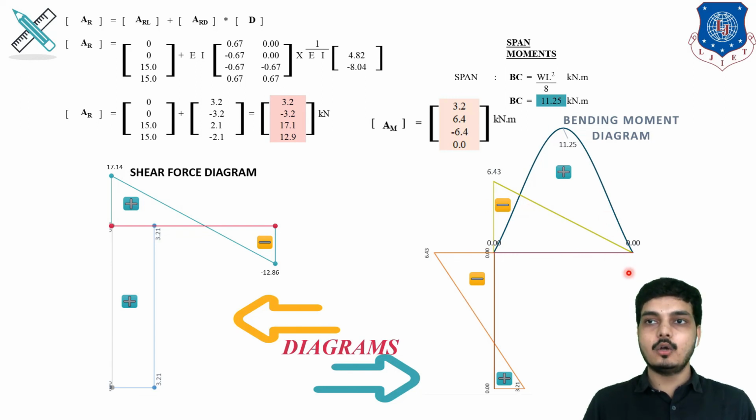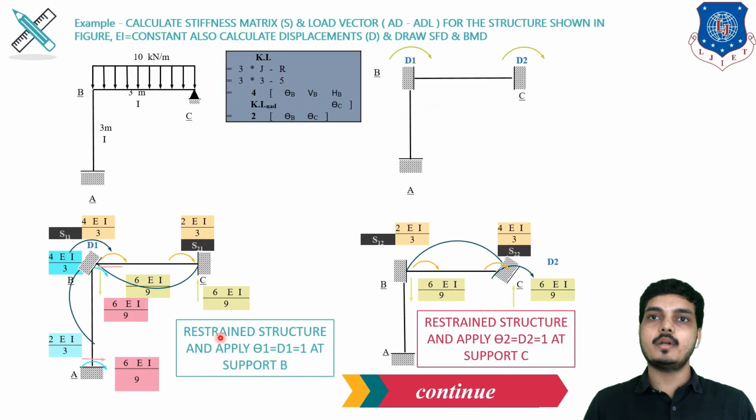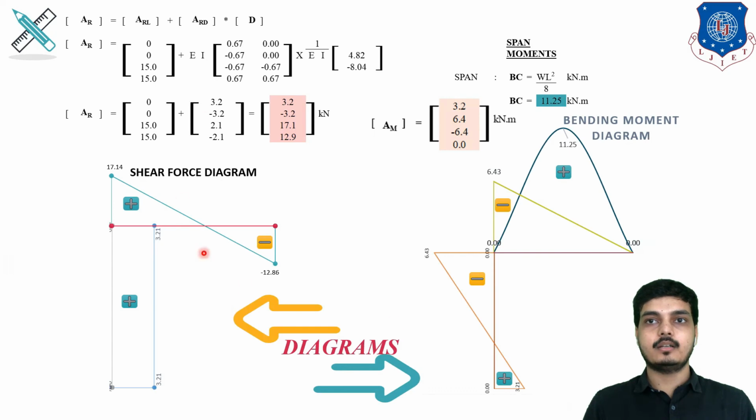And for the central load, if UDL is given, then it is a parabola, and the formula is WL square by 8. This is the same way we did in beams, just a type of frame we have solved. Let's have a quick revision. We have found out the restrained beam, then applied primary unknowns, then found out AM and AR, and then drawn the shear force and bending moment diagrams. This was our first step, second step, and then drawn the diagram.